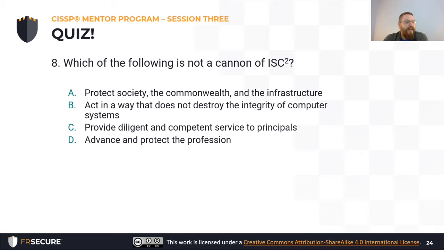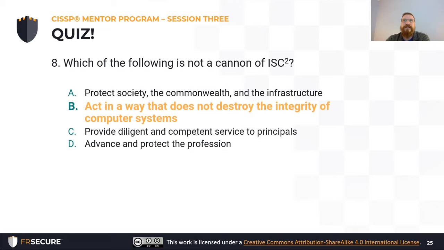All right, last one. Which of the following is not a canon of (ISC)²? Remember, those canons are going to be very, very testable and in the correct order. So you're going to definitely need to know, looking at this right away, oh, there you go. That's not it. We can protect society. We can provide diligent and competent services. We can advance and protect the profession. We got to know this; about as close to gimmes as you're going to get. Here we go, piece of cake.